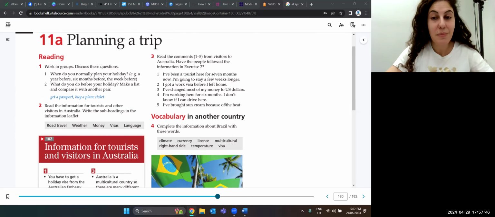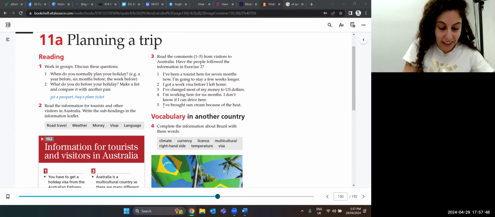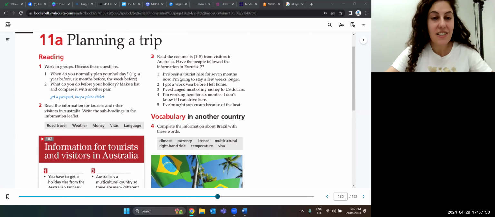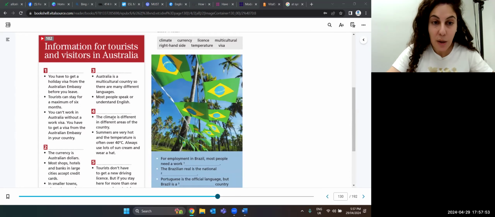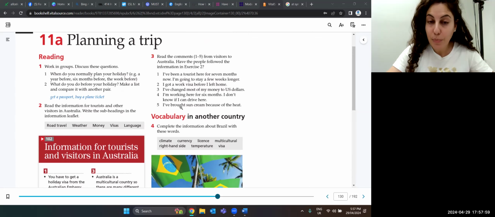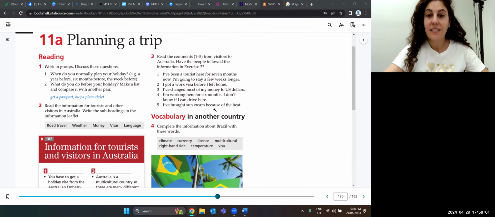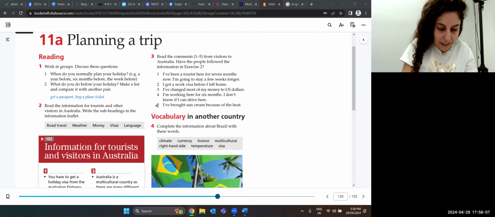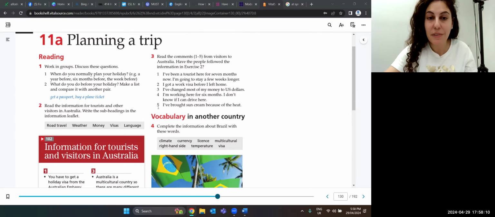"I've bought sunscreen because of the heat." That's good. They have read the instructions. They know that the climate is very hot. Always use a lot of sunscreen. So this person, "I've bought sunscreen," that's good. They have read the instructions. Okay, so only number 2 and number 5, these 2 comments, yes, they have read the instructions.